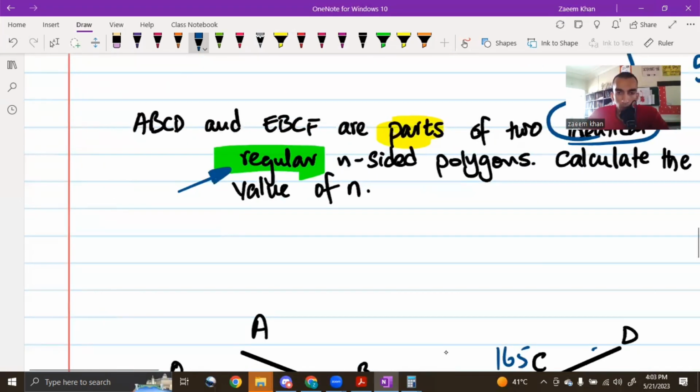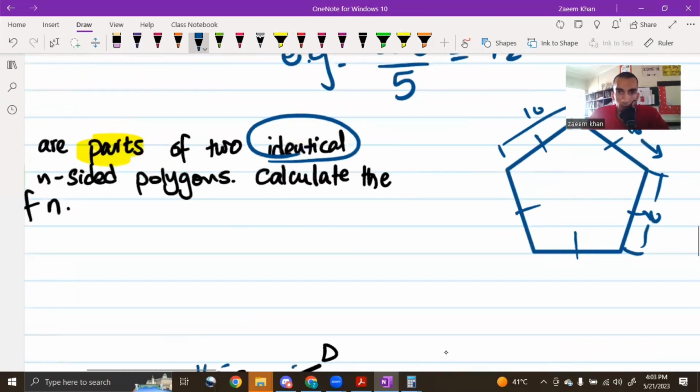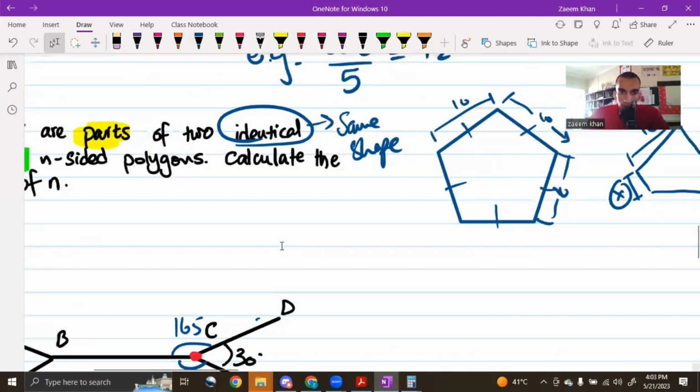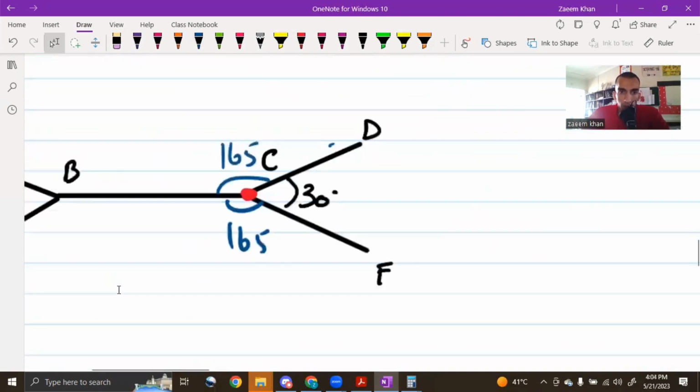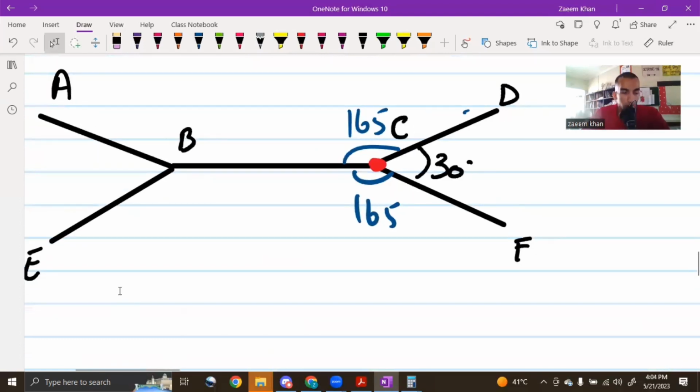Regular means the sides are all equal to each other, and identical means both are the same shape. Following? Now we've got the number 165. What can I say about the number of sides of this polygon?